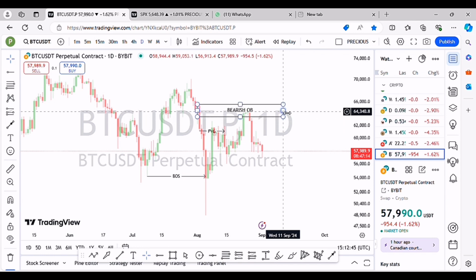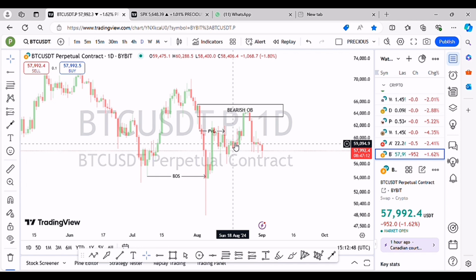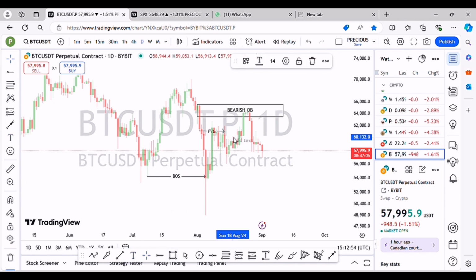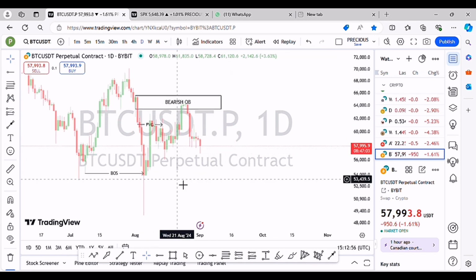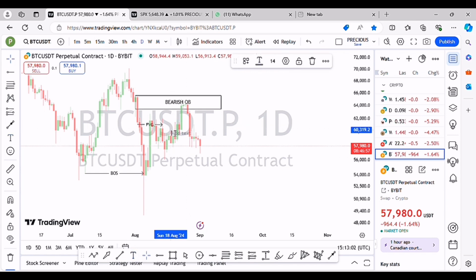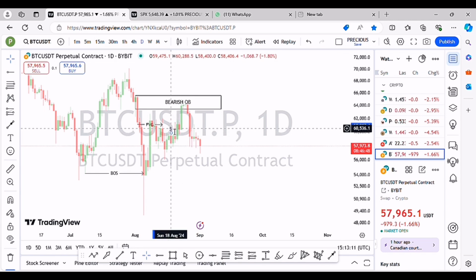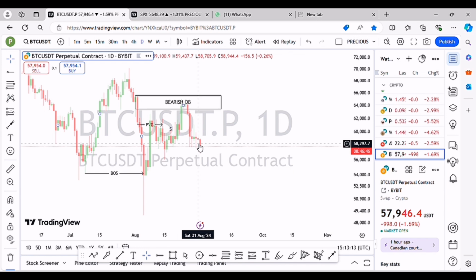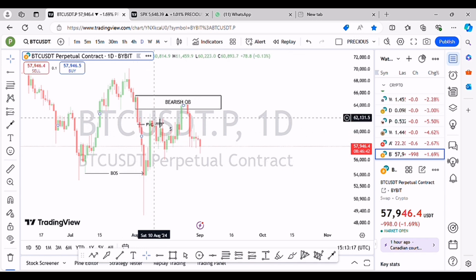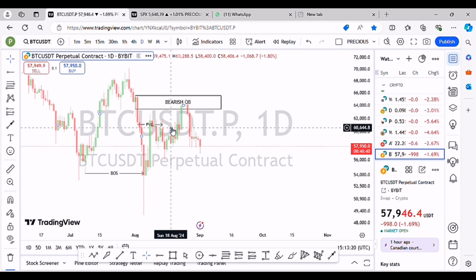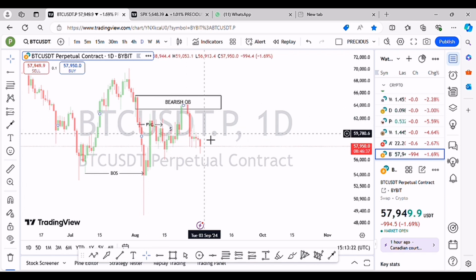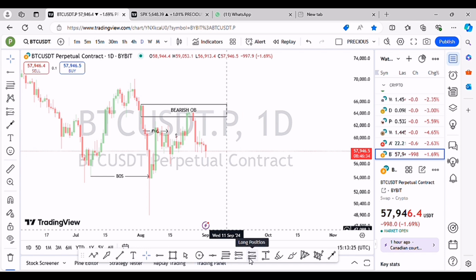Okay, so let's mark out our liquidity now. You guys know what liquidity means, right? Liquidity, in layman's language, is money. So we have liquidity here, so our order block is valid and we can trade from here.